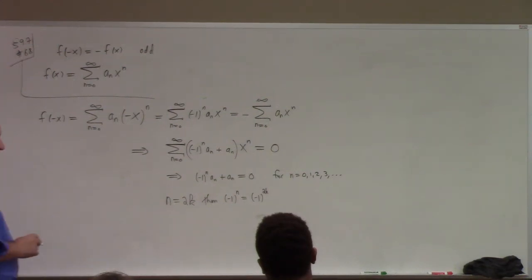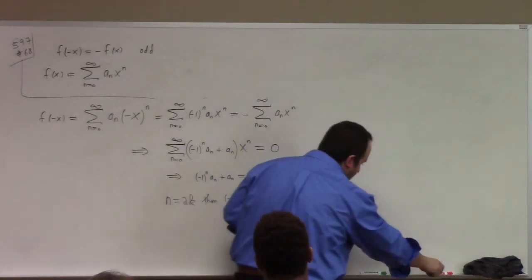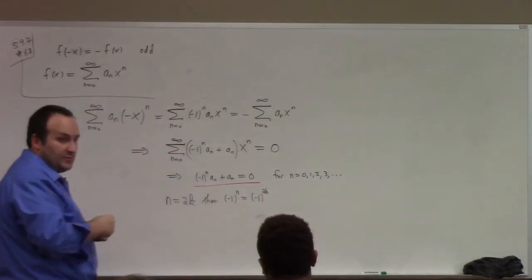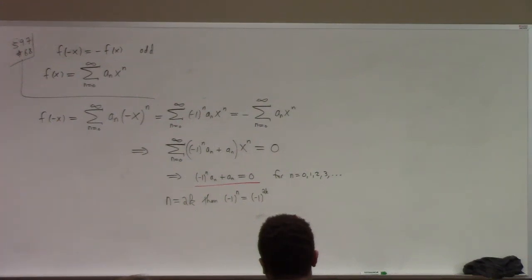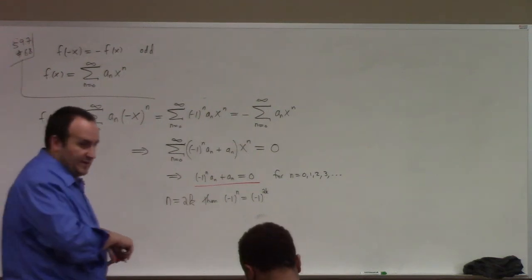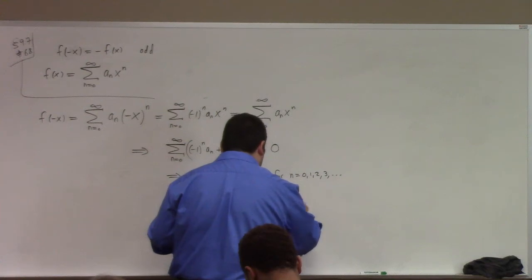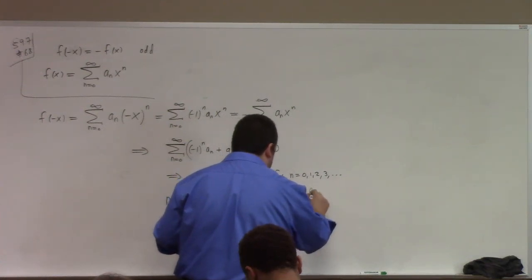But again, what we're doing at the moment is trying to analyze what this equation means. What does that say about the coefficients? That's a condition that the coefficients of an odd function have to meet. That equation is required of the coefficients of an odd function. What does that equation mean? If you look at n equals 2k, which is to say n is even, minus 1 to the 2k is minus 1 squared to the k, which is 1 to the k, which is 1.